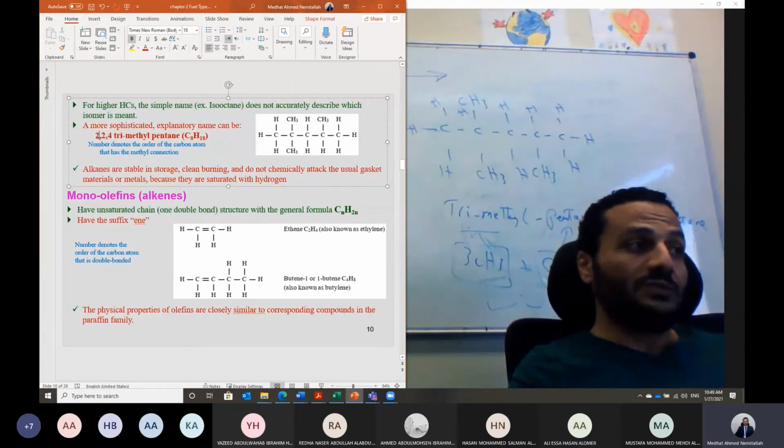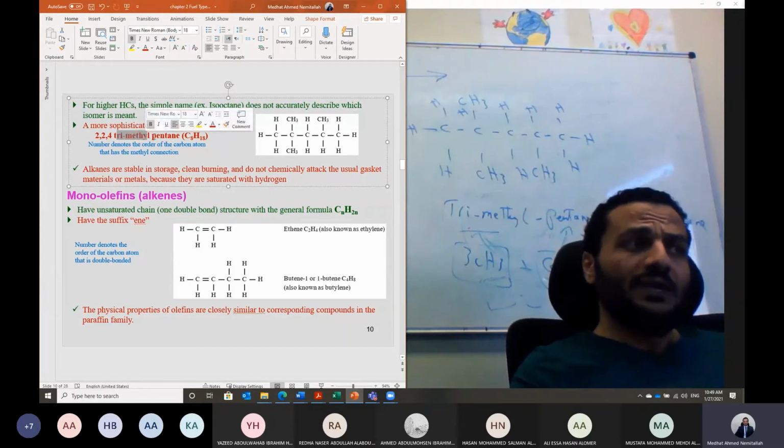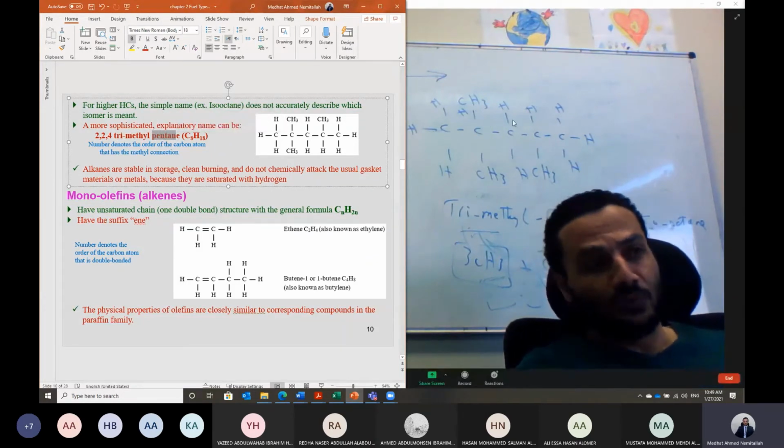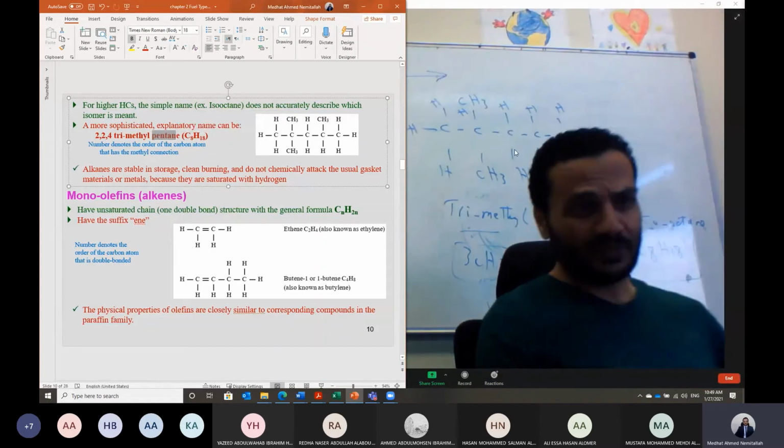So this is a more sophisticated way to describe isomers of higher hydrocarbons. I can just tell you the number of the carbon atom at which we have the methyl group and then attach it to the pentane normal chain structure in this case. Is it clear, Shabab?